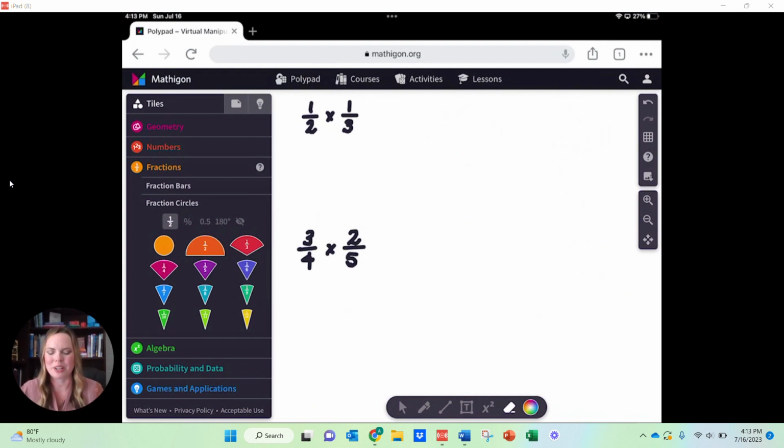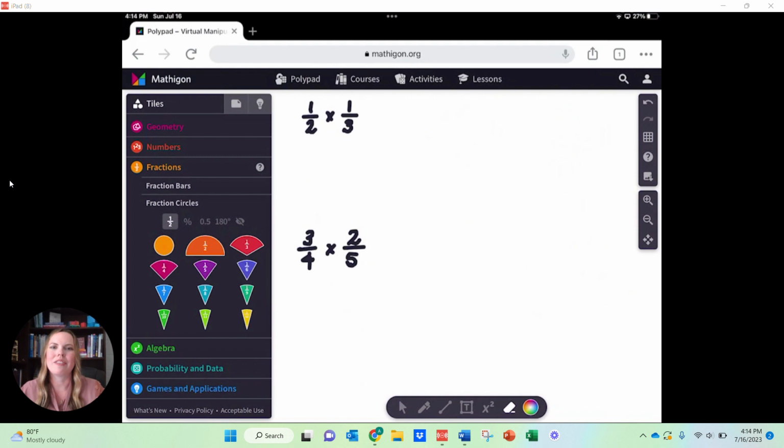So I've got two problems here. This first one is 1/2 times 1/3. I'm going to model these using the fraction circles. And when you think about multiplication, it is an "of" problem. Think about just simply what 2 times 4 is. 2 times 4 is 2 sets, or 2 of 4s. And so you have 2 sets of 4, which is 8. That's what multiplication is doing, and that's what fractions do as well.